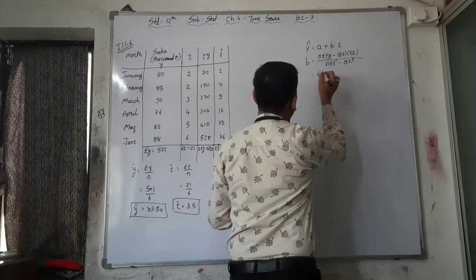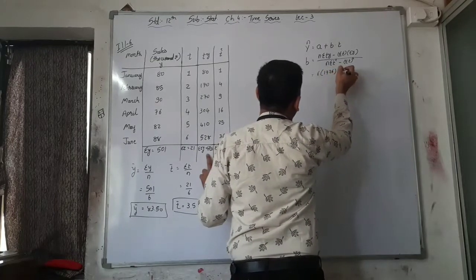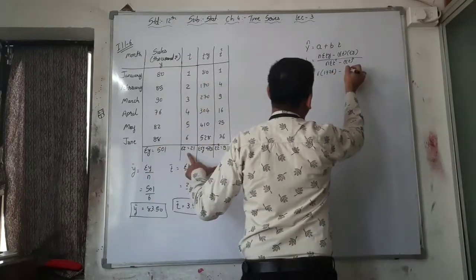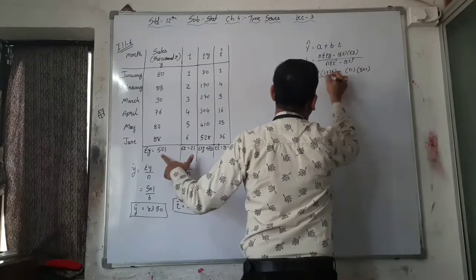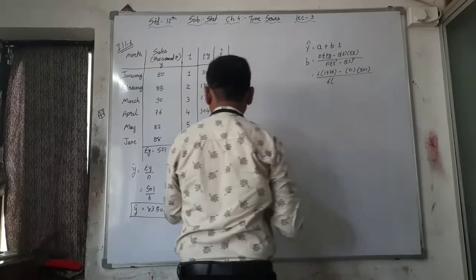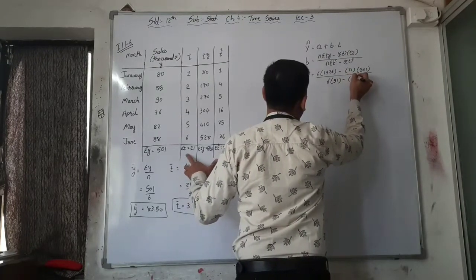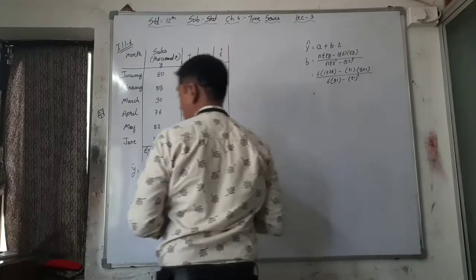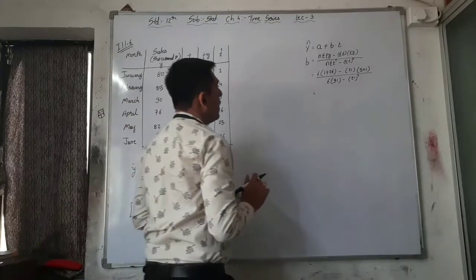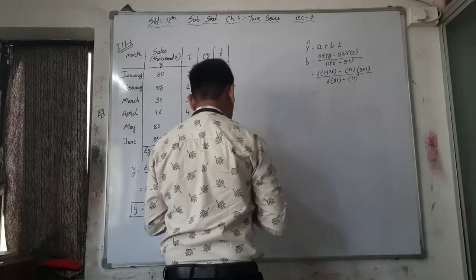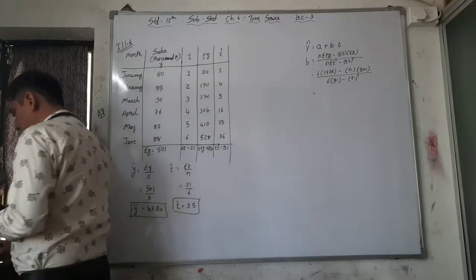N is equal to 6. Sigma ty is 1726, minus sigma t, which is 21, into sigma y, which is 501. Then 6 into sigma t square, that is 91, minus sigma t, that is 21, whole square. Now multiply and simplify it by yourself. 1726 into 6 is 10,572.